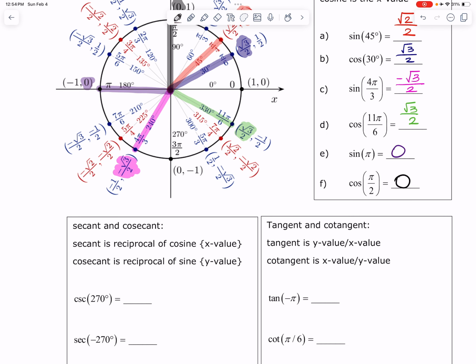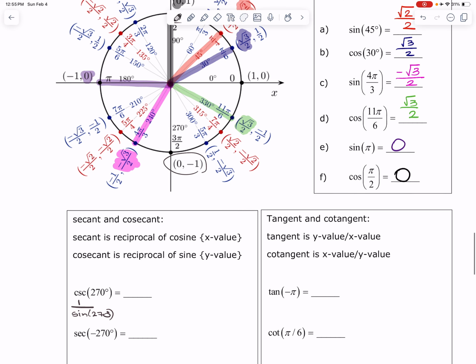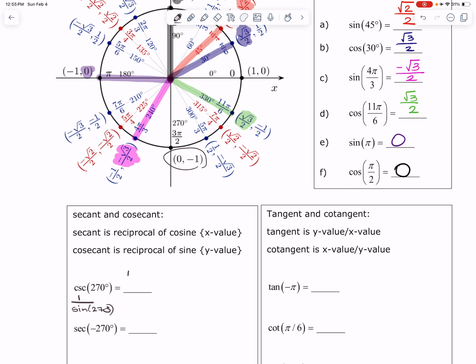Cosecant of 270 is 1 over the sine of 270. Sine of 270. 270 is 3 pi over 2. So we're looking at this ordered pair. My sine is negative 1. I get 1 over negative 1, which is negative 1.